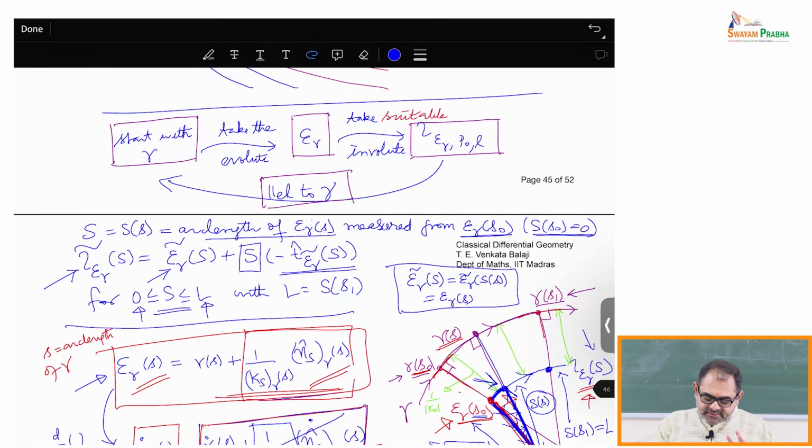And there's one more thing that you have to be careful about. I am using these tildes everywhere just to say that the argument is capital S, which is the arc length of the evolute, and not small s, which is the arc length of the original curve gamma. And you can remove the tilde and consider the resulting things as functions of small s if you plug in capital S as a function of small s.